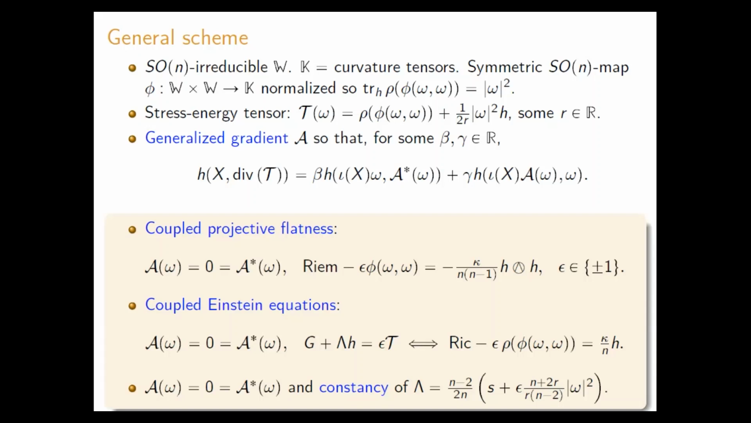And so I'll define a stress energy tensor. It's always going to have this form. Here R is some number, which actually in all the cases I'll show will be an integer that depends on the representation theoretic data that defines this guy. So this was a minus P in the previous slide.